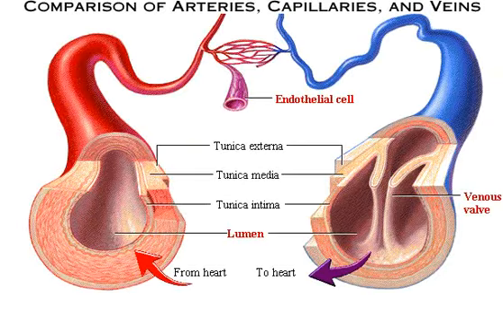Let's compare and contrast the 3 types of blood vessels: arteries, capillaries, and veins. Arteries are vessels that transport blood away from the heart. Because they are exposed to the highest pressures of any vessels, they have the thickest tunica media. The elastin allows them to stretch and recoil, and the smooth muscle allows them to constrict and dilate.